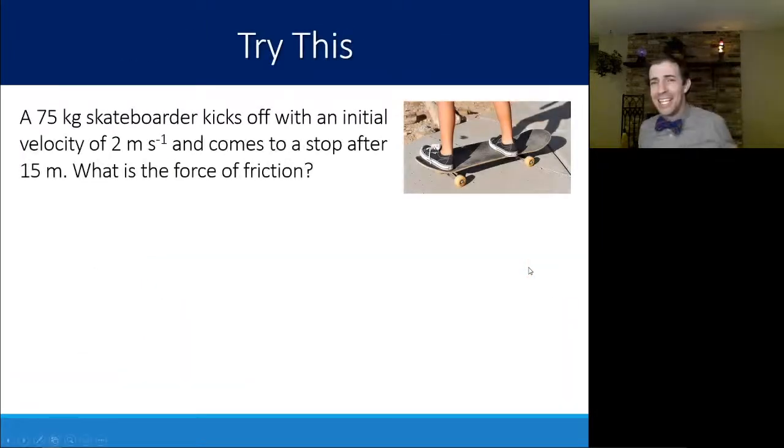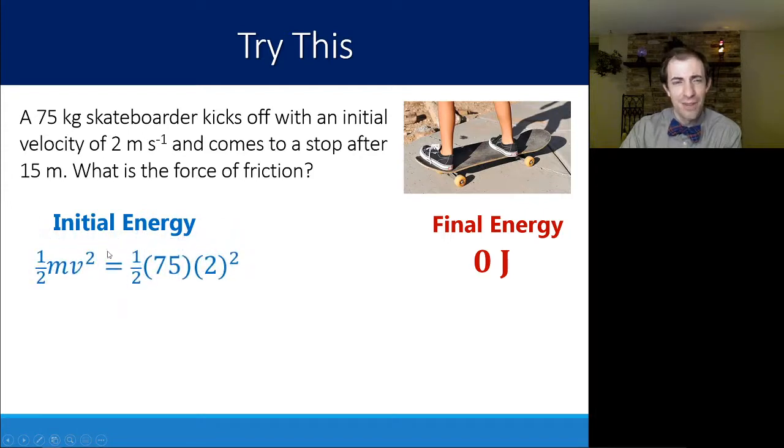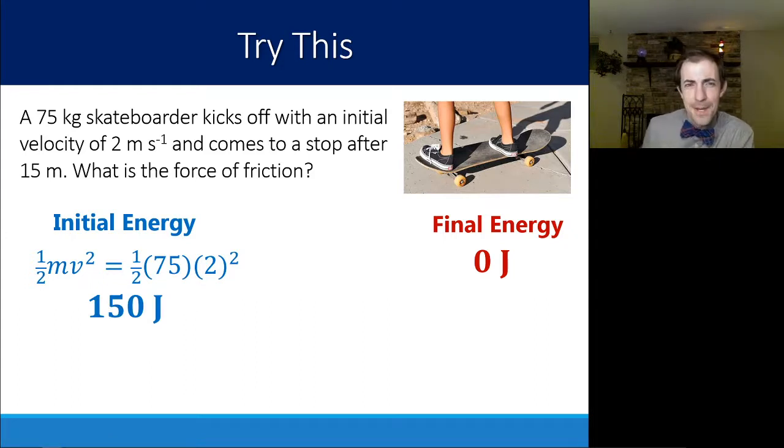This also works on the opposite side as well. If I have a 75 kilogram skateboarder kicking off with an initial velocity of 2 meters per second, and then eventually coming to a stop because of the force of friction, I can figure out the force that's acting here. In this case, my initial energy is converted to a final energy of 0 joules. I can also calculate the initial energy, though. That's all kinetic energy, 1/2 mv squared. The mass is 75. The velocity is 2. So I can calculate an initial energy in this case of 150 joules.